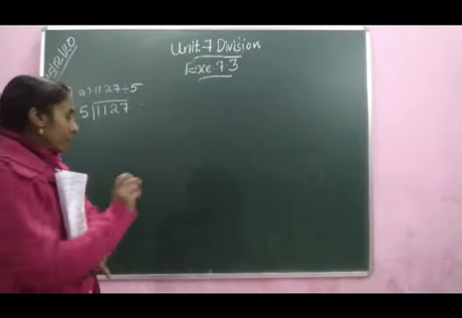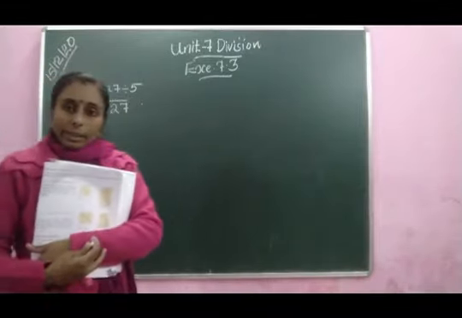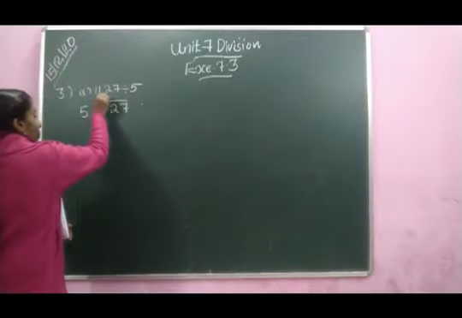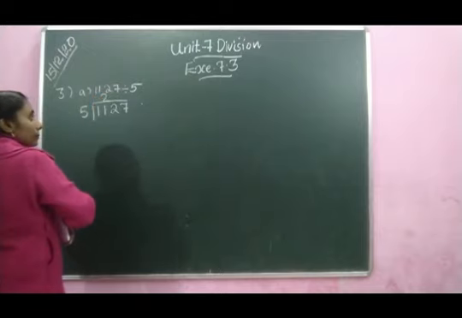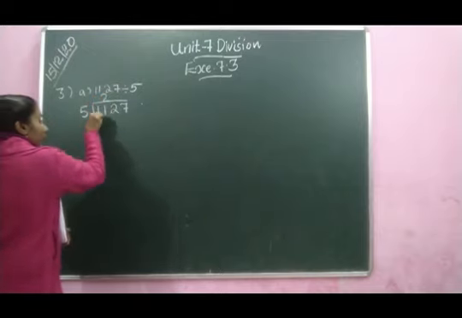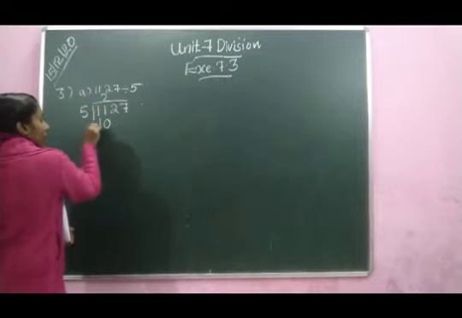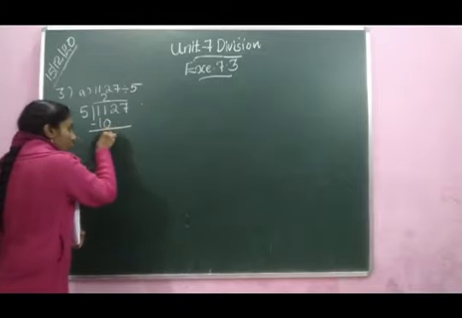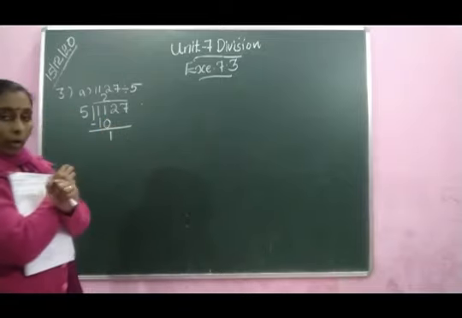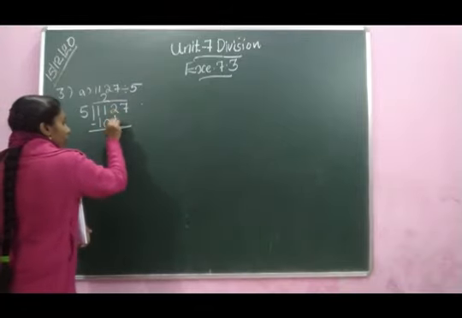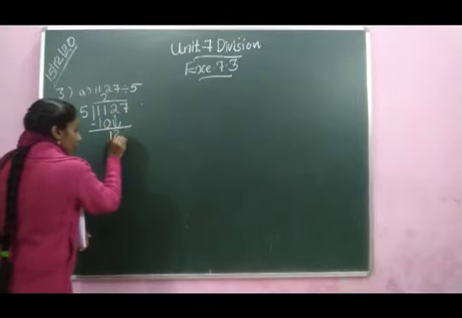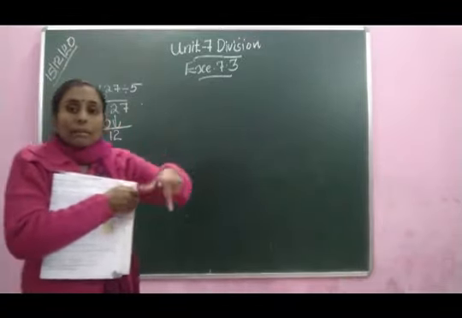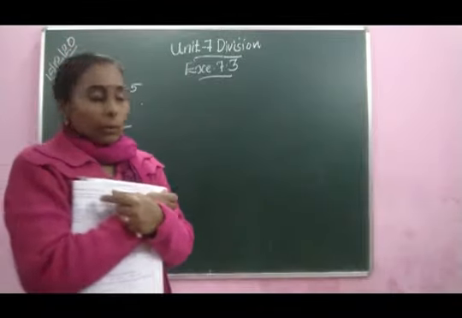Now it is 11. How many 5s are in 11? 2 5s are 10. Okay, 2 5s are 10, then the next step, multiplication. 11 minus 10, 1. The next step is the subtraction, that is 1. Next, that 2 comes down from the dividend. We can't take both numbers together; one by one we have to bring the numbers down.